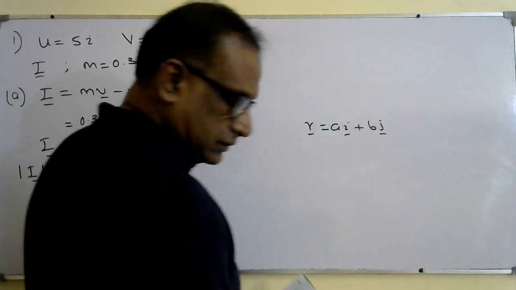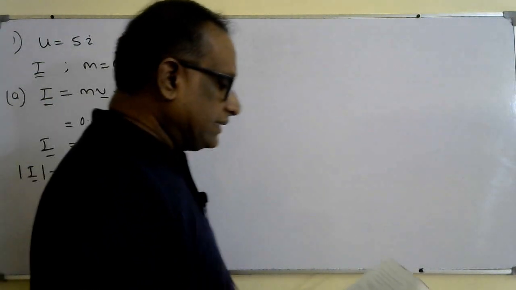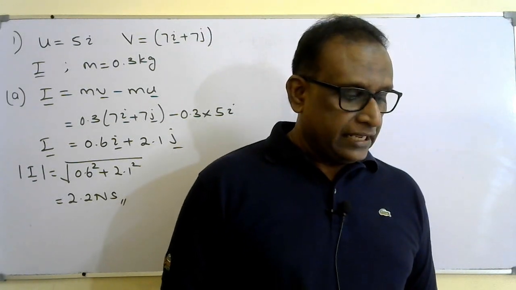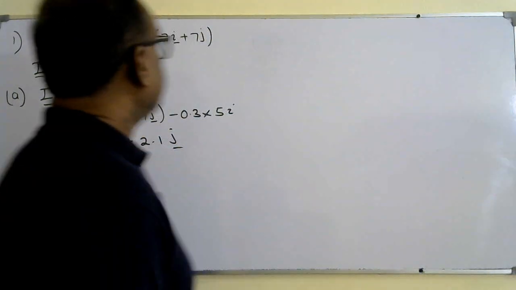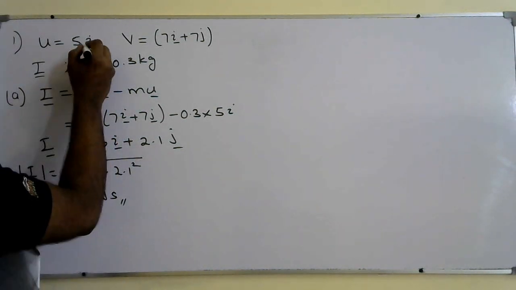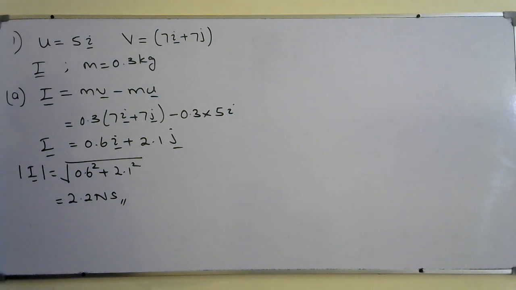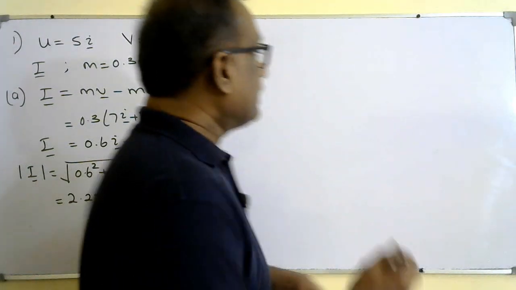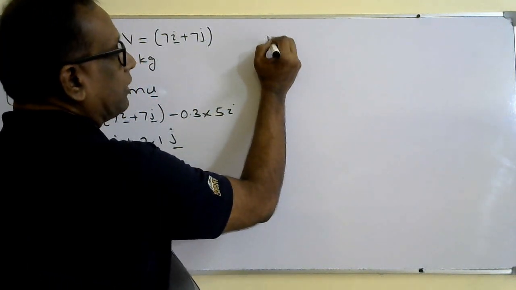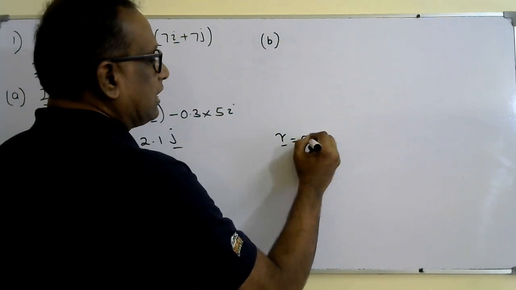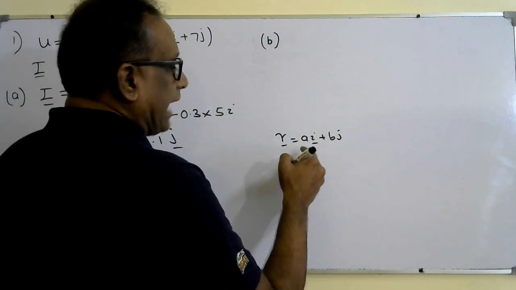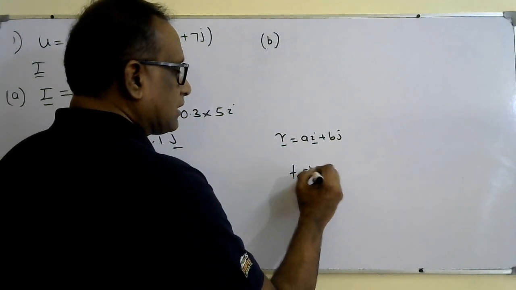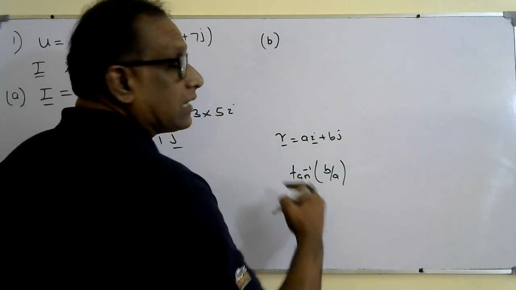Okay, B part: find the angle between the direction of the impulse I and the direction of P immediately before the collision. Immediately before the collision, it's along i, that means horizontal. So if I find the direction of the impulse with the horizontal, we already normally find it. If a vector R is equal to ai plus bj, the direction of the vector R is given by tan inverse b over a, that is with the i direction.